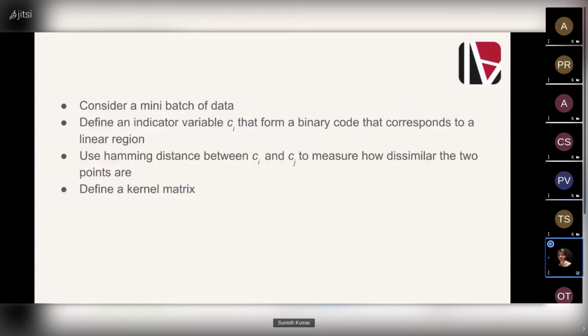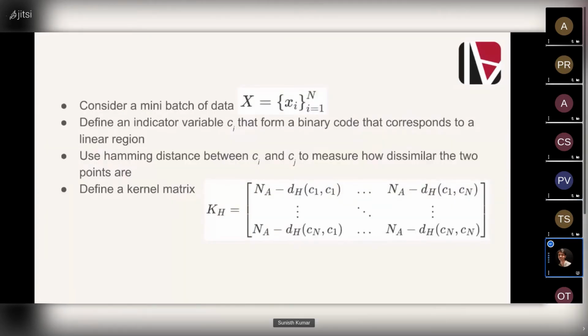Okay, moving over to the next slide. Now, the main idea is that since these ReLU activations describe linear separations of the input data, if this separation widely varies between data points, this might indicate a mismatch between architecture and data.